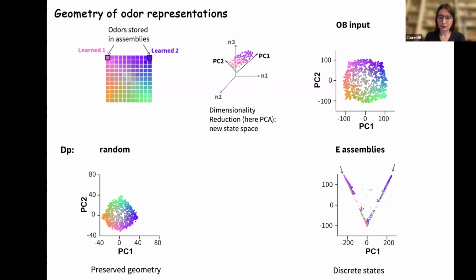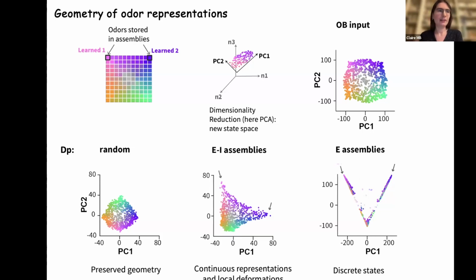So now, of course, we want to know what the picture is with networks with EI assemblies. And so here the picture is completely different. So we don't see the emergence of discrete states, but the representation of the inputs remains continuous. And you have these local deformations in the vicinity of the learned odors. So plotting activity in 2PC space gives us a good intuition of what is happening. But let's now dive into some more quantification.